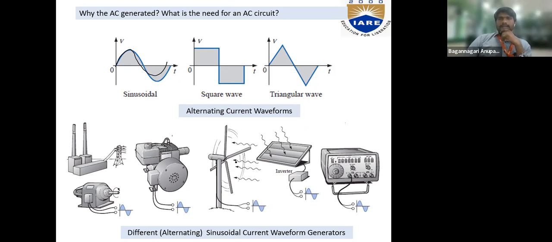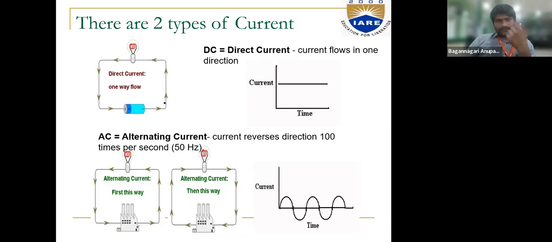That is, I will tell the importance of why you use only sinusoidal, but usually in 99.9% of cases we will be using this type of waveform as AC waveforms, sinusoidal as AC waveforms. And in general, we usually know that there are two types of current. One is DC, direct current, and another one is alternating current.